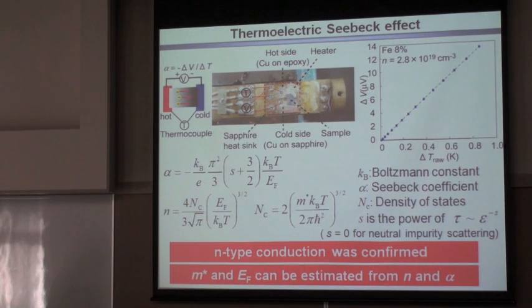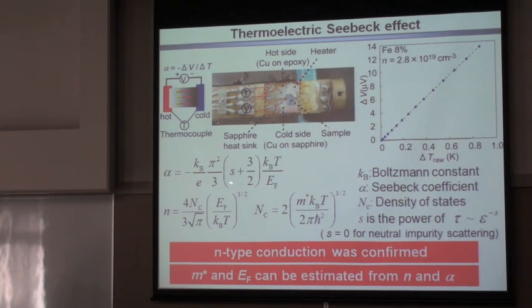And then we measured the thermoelectric Seebeck effect to confirm the electron conduction. And the measurement method is very simple. We apply a temperature gradient on this sample and measure the thermoelectric voltage. And this is the measured thermoelectric voltage as a function of temperature gradient. It shows a perfectly linear dependence. And from the sign of the Seebeck coefficient, we confirmed n-type conduction.